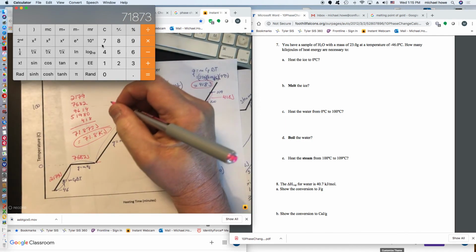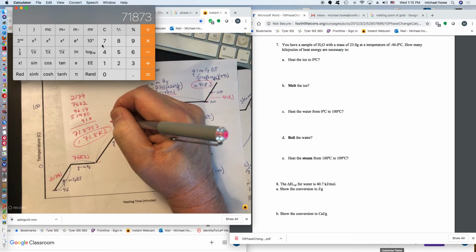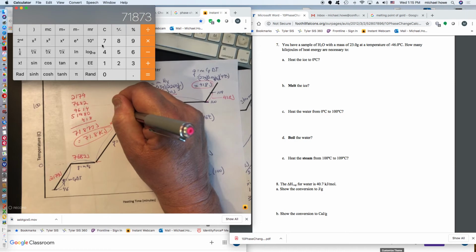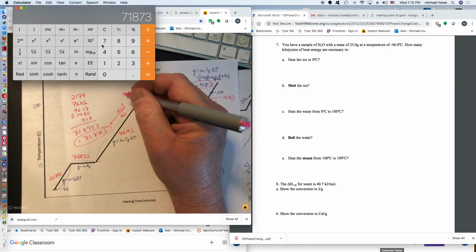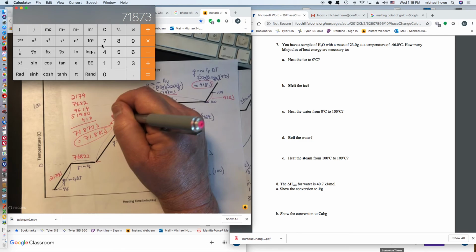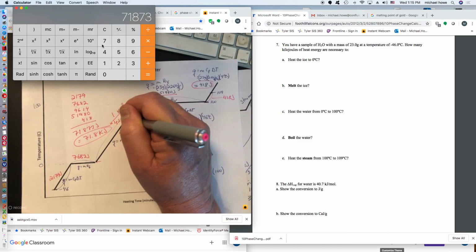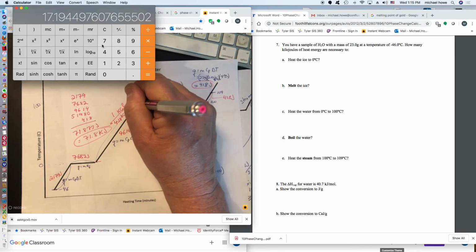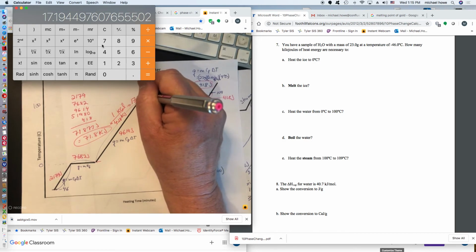And this is extra, but if you want to change that to kilocalories, kilojoules here, kilocalories here, 1 calorie is 4.18 joules, so 1 kilocalorie would be 4.18 kilojoules. So you take your 71,873, divide by 4180, and that would be 17.2 kilocalories.